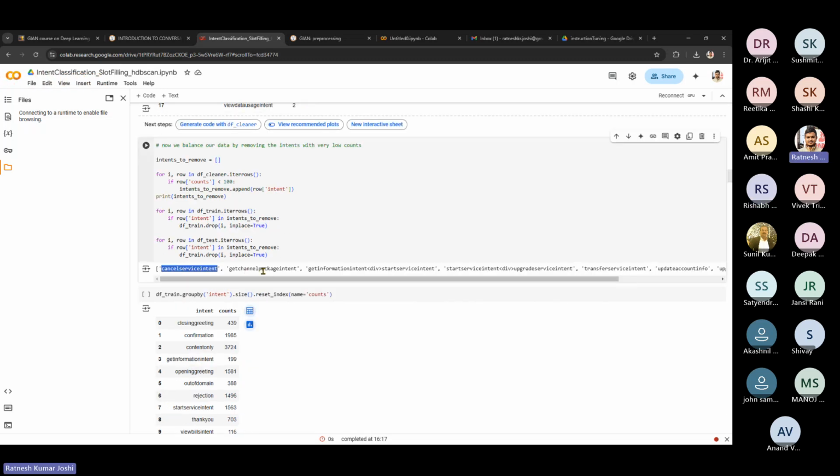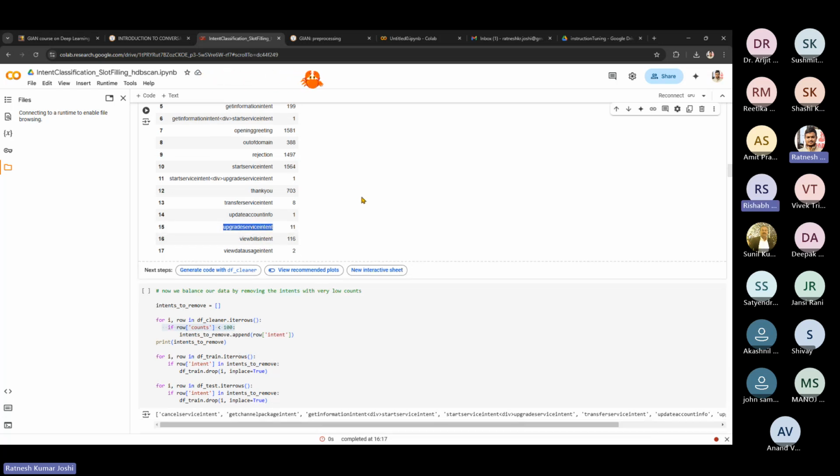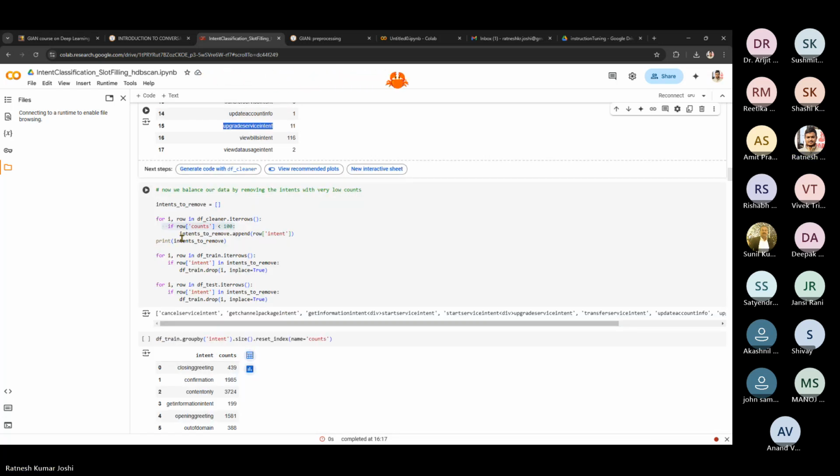Again, in all of these examples we pick up intents that have a count of less than 100, right? So this update account info, transfer service intent, update service intent, all of these have less than 100 examples, so they would be removed, right?